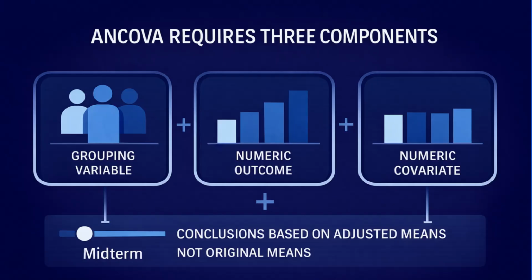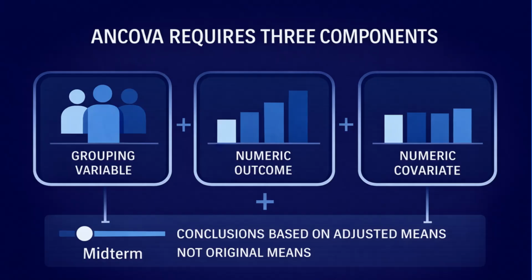ANCOVA requires 3 components. There must be a categorical grouping variable with 2 or more independent groups. There must be a numeric outcome variable. There must be a numeric covariate measured consistently for all participants. The covariate must be conceptually justified based on theory or prior research.